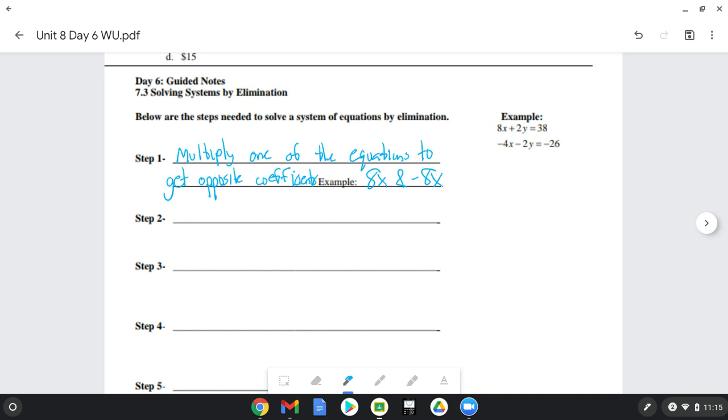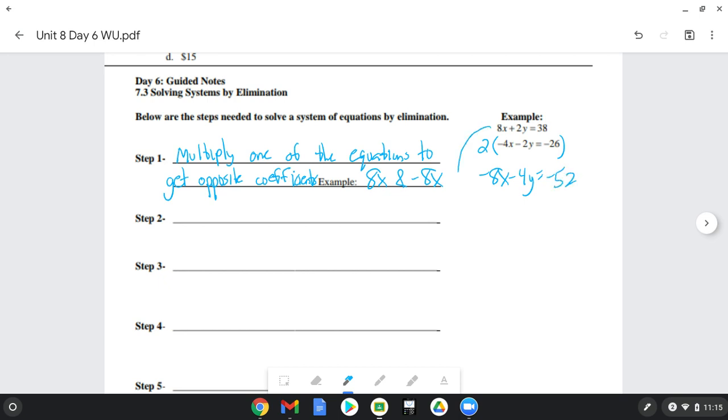So my first step then is I'm going to have to choose a number that I would need to multiply by in order to get a negative 8 on the bottom, since there's an 8 on the top. That way they're exact opposites of each other. So I think I can come up with the number in my brain that I need to multiply negative 4 by in order to get negative 8. That would be a 2. So now we would get negative 8x minus 4y equals negative 52.